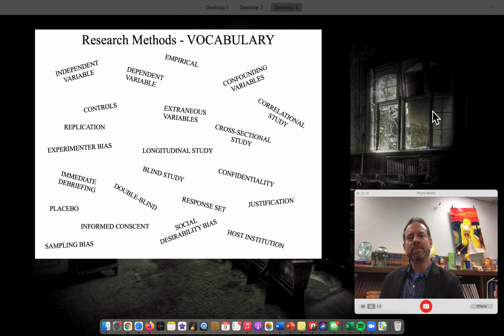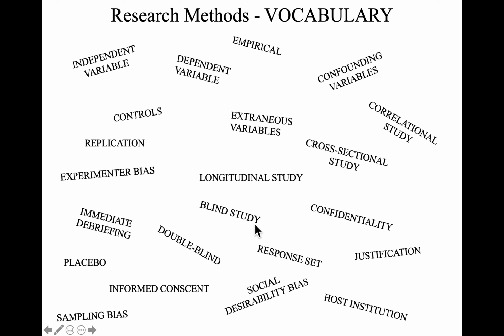And why do they deceive them? That's blindness. In a blind study, you leave your subjects in the dark, so to speak, to avoid the placebo effect we were talking about a moment ago. You don't tell them too much, or sometimes you lie to them. And so you must debrief them as soon as possible.